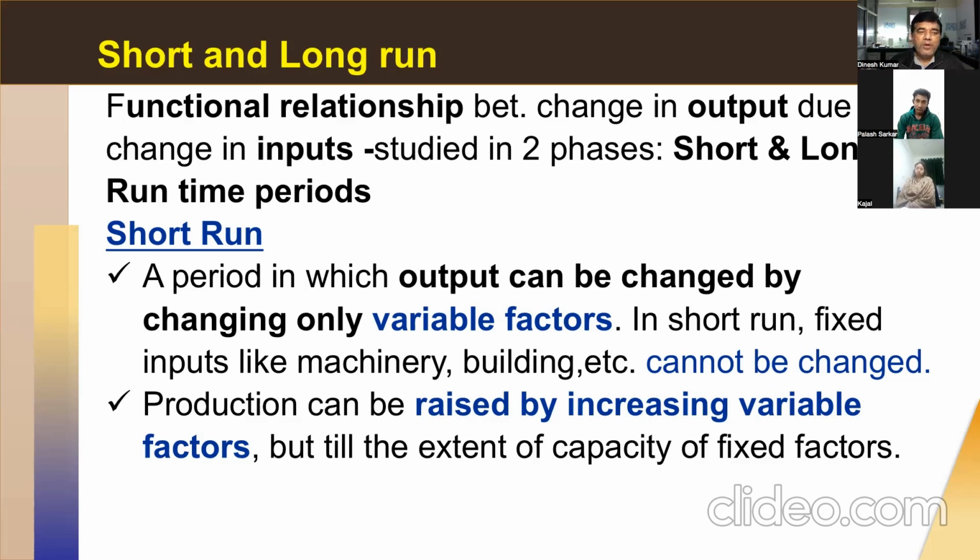In short term, fixed inputs like machinery, building, etc. cannot be changed because they are expensive, costly also. So in general, if you make changes only in variable factors, that period is called short term. Production can be raised by increasing variable factors, but only up to the capacity of the fixed factor, because there is a limit for the fixed factor also.